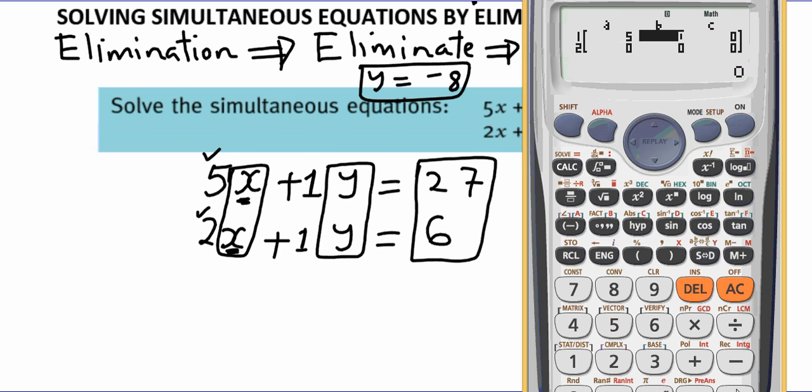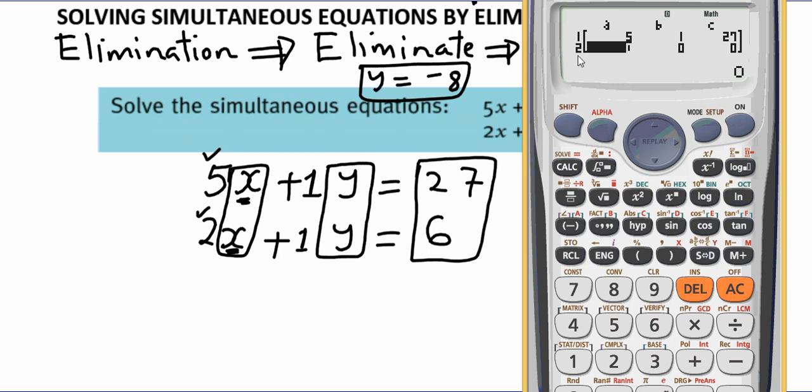Hit equals, in order for you to enter that number into your calculator. Okay, what about the value of B? The value of B here is 1. Hit equals, okay, now the calculator has already entered that number. Then what is the value of C? The value of C is 27. Hit equals, that is done.